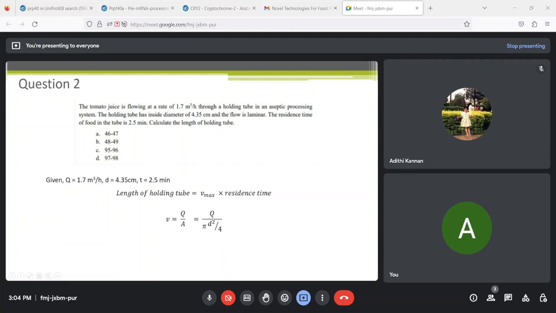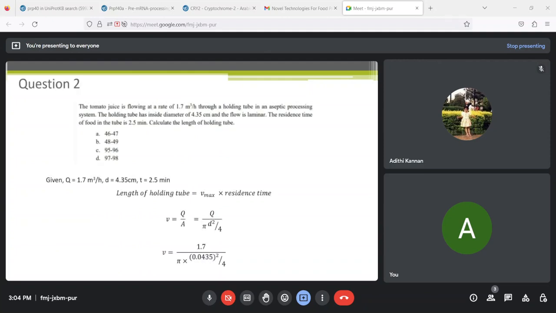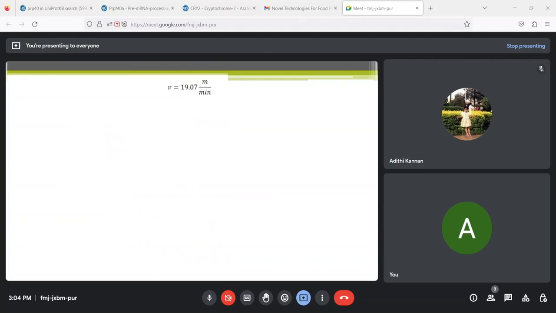So we have Q, we have D, and all we need is to substitute it in the equation. When we substitute, we have 1.7 meter cube per hour divided by pi into 0.0435 the whole square divided by 4. This will give us a velocity of 19.07 meters per minute. So if you simplify this equation, you will get 19.07 meters per minute.